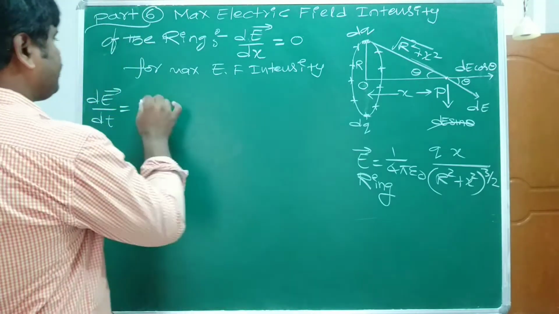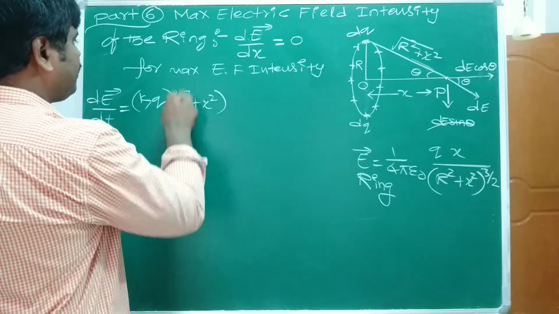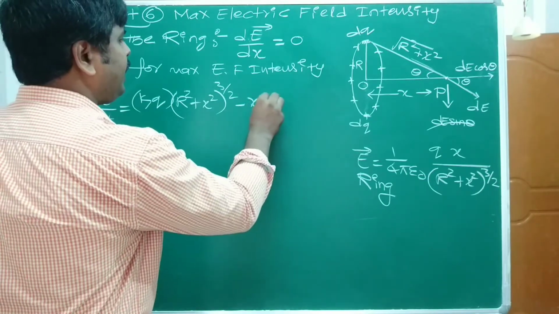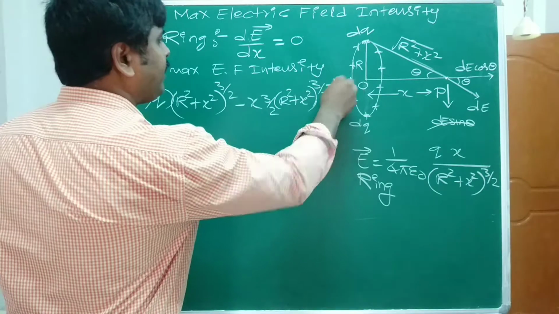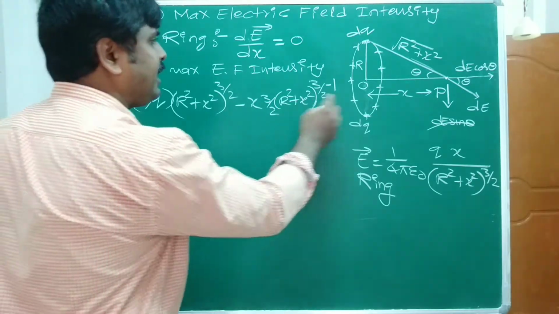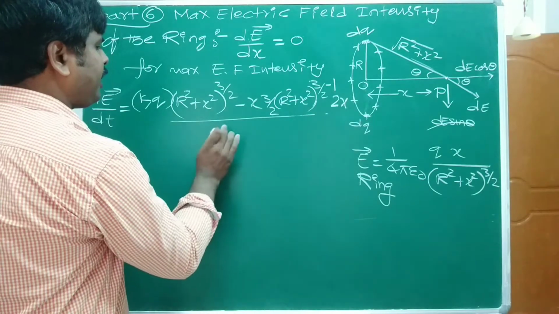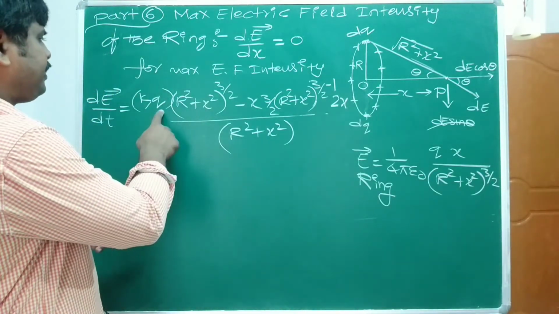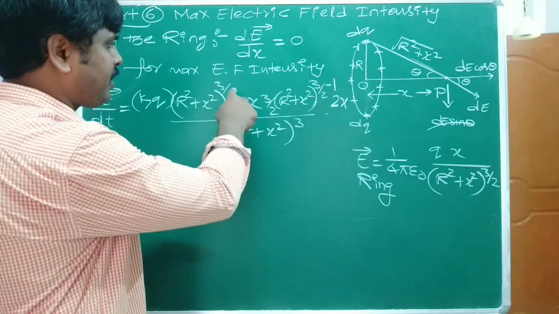I'm writing it as k q. Using the u by v method: r square plus x square whole to the power of 3 by 2, dx by dx gets cancelled, minus x into 3 by 2 into r square plus x square whole to the power of 3 by 2 minus 1, into the differentiation with respect to x of x square, r is constant so 0, so this is 2x, divided by r square plus x square, whole to the power of 3. Because of the 3 by 2, the square root gets cancelled.